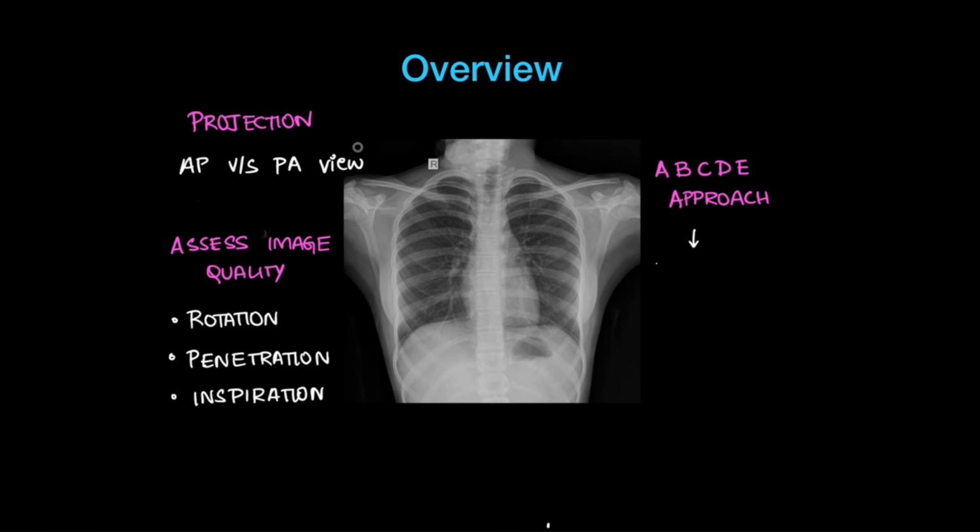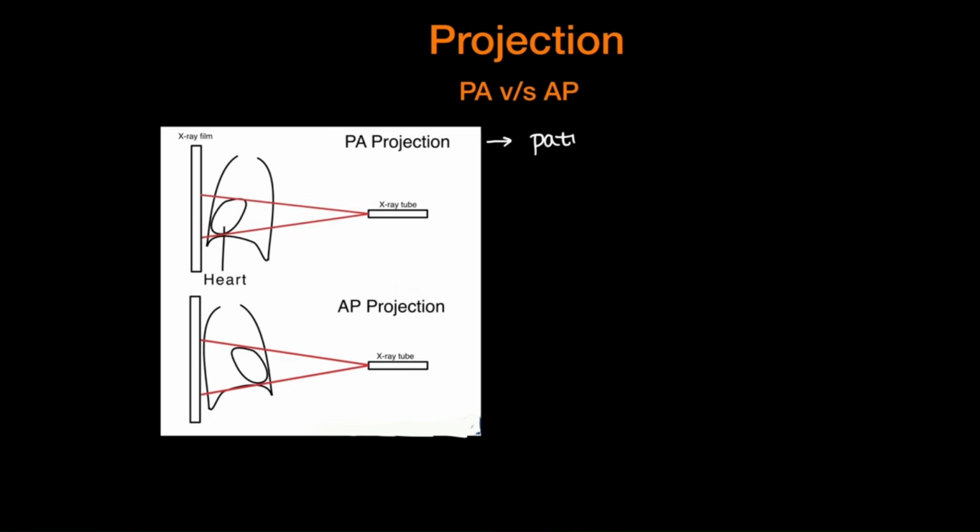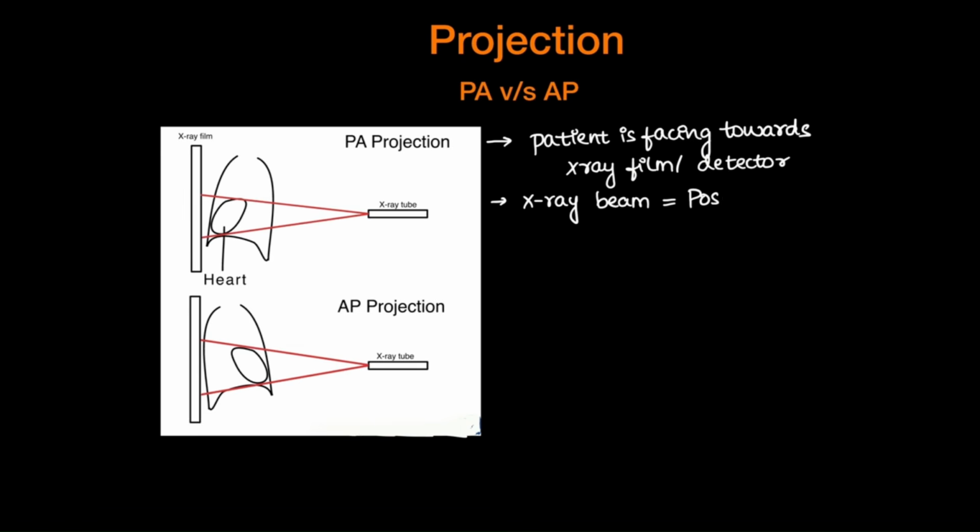Next, we'll move on to the actual reading of the X-ray with the ABCDE approach, which will tell us how to interpret a chest X-ray. Coming to the first thing, projection. In PA projection or PA view, the patient is facing towards the X-ray film or detector and the X-ray beam is passing from his posterior to his anterior like this.